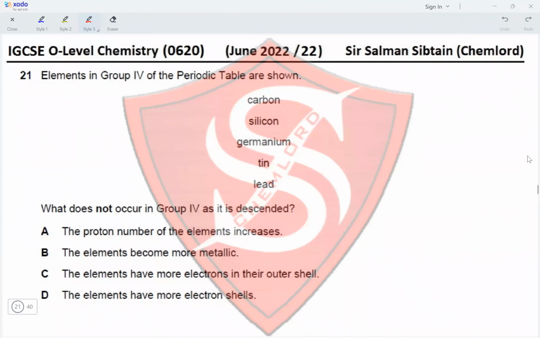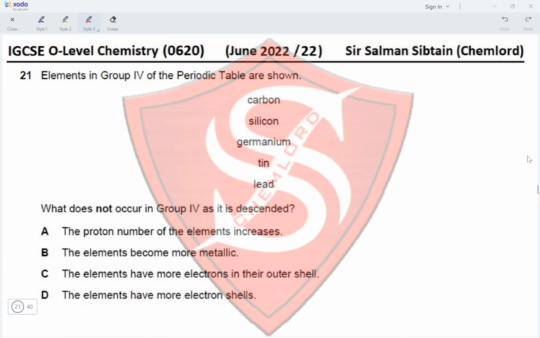Hi guys, this is IGCSE O-Level Chemistry, Paper 22, Extended MCQs, June 2022, Question 21. Elements in Group 4 of the periodic table are shown: carbon, silicon, germanium, tin, and lead. What does not occur in Group 4 as it is descended?